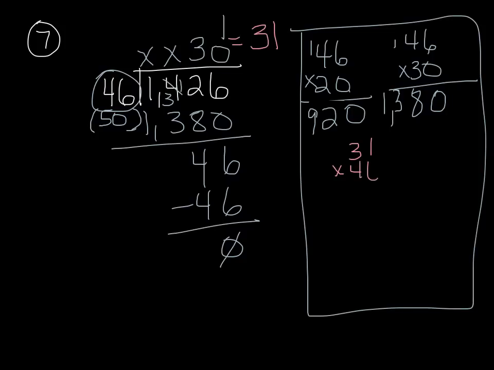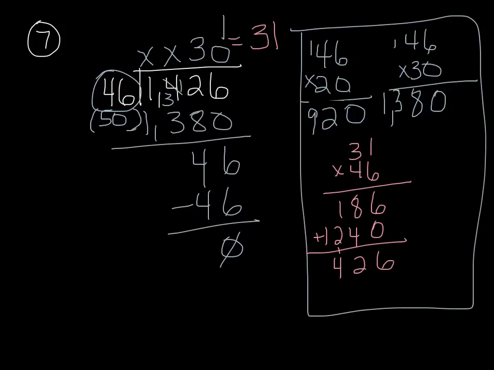And again, I can always multiply quotient times divisor to check my work, and I'll use a shortcut here. And look, 1,426, 1,426. I've proved that this math is going to work.